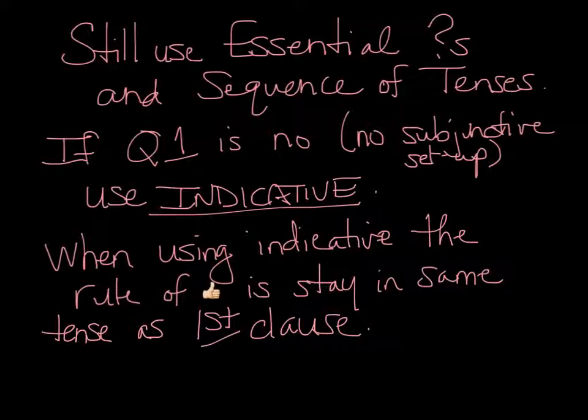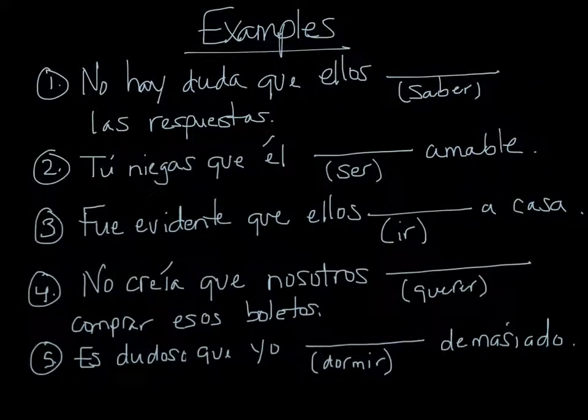When using the indicative, the rule of thumb generally is to stay in the same tense as in the first clause. So if we decide that we're not going to use the subjunctive and the verb that's in the first clause is in the present tense, then we will stay in the present tense. If it's in the future, we'll stay in the future, and so on and so forth. These are some examples. So I'd like you to pause the video, write them out, try them, and decide whether you should use the subjunctive or the indicative or the infinitive.